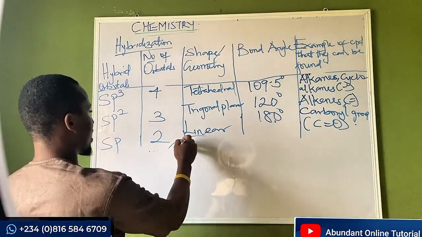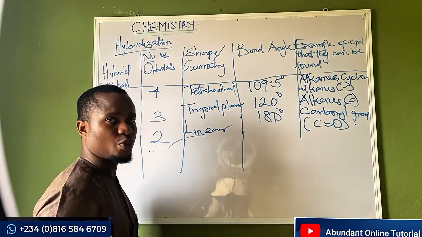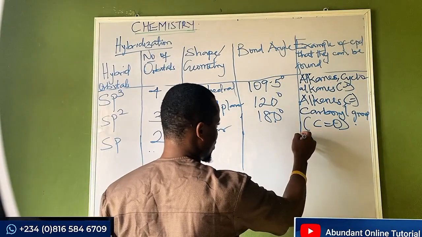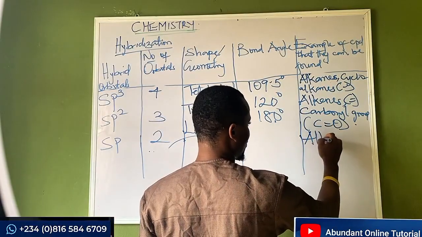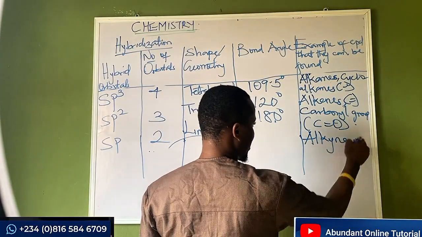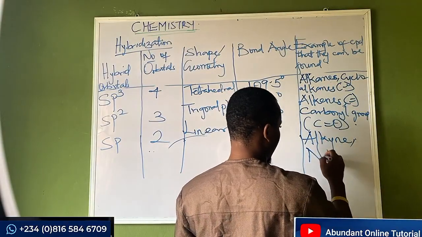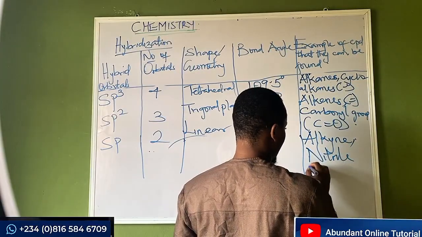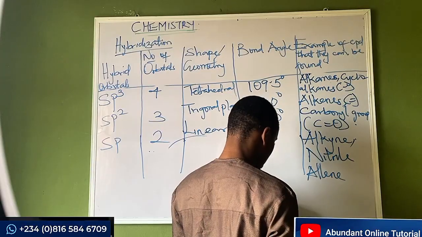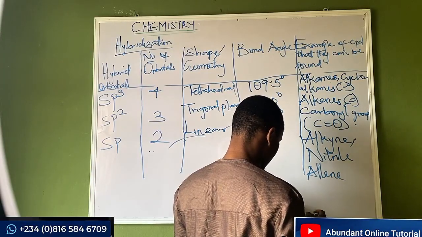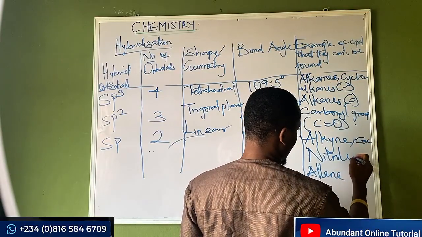sp can be seen in elements or compounds that have a triple bond. So that one is alkyne. An example of that is alkyne. We can also see it in nitrile, and allene. We have alkyne, you know, alkyne is C bonded to C with a triple bond.